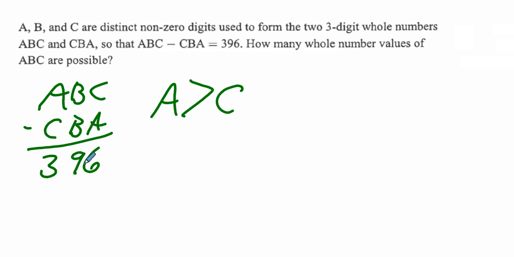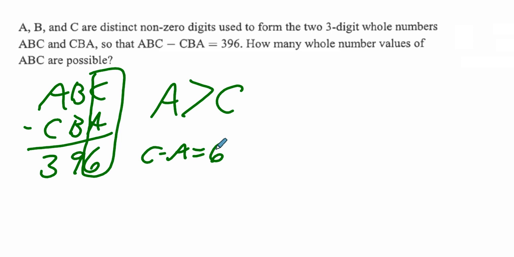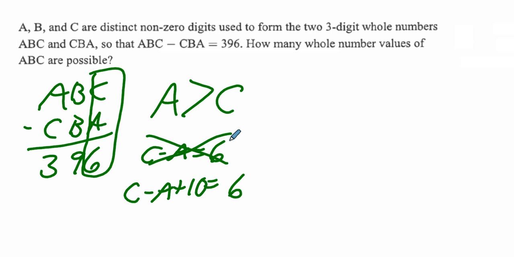When you're looking at this, if you look at this sort of column right here, we know that C minus A can be 6, or if you think about carrying, then C minus A plus 10 will be 6, because we could carry the 1 and then it's kind of like 16, right? So if we look at that one, oh, sorry, let me go back for a second. So this one here, C minus A equals 6, is not possible.